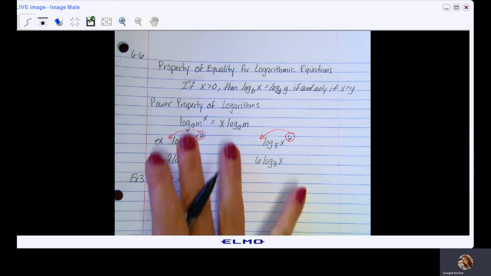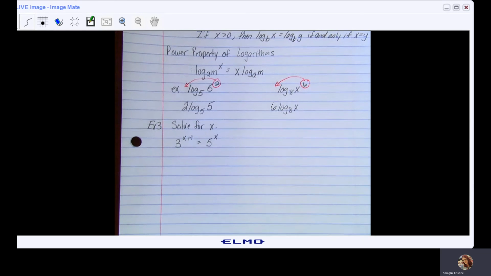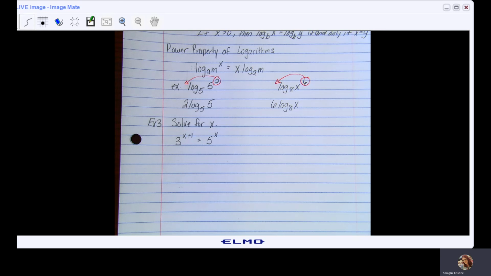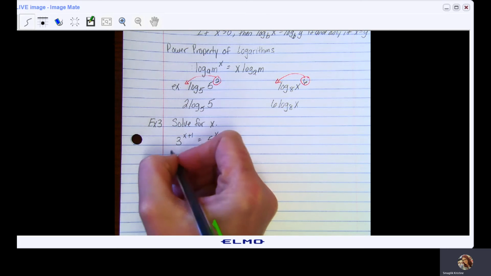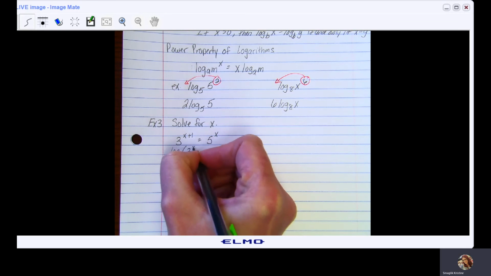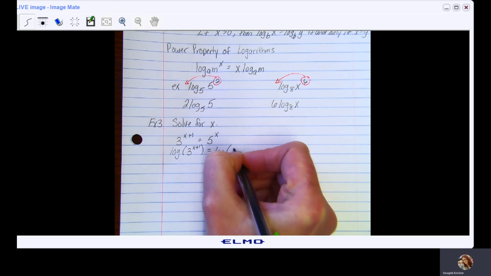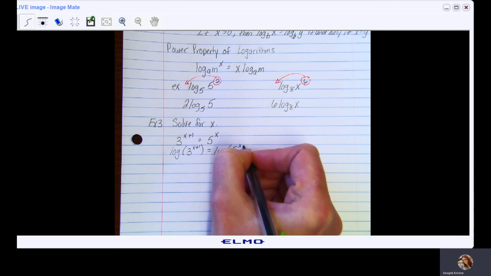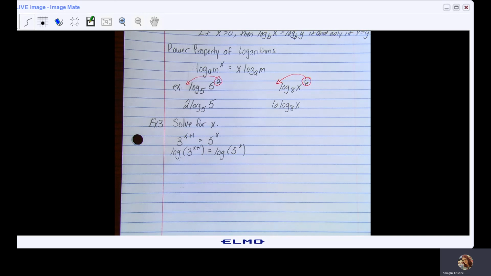Now let's go ahead and take our properties and apply them here. We're going to solve for x. So the first thing I'm going to do is apply my property of equality for logarithmic equations. And what I'm going to do is just log both sides. So log, I'm going to put this in parentheses because now this whole thing is my argument, equals log of 5 raised to the x. Notice I don't have a b value. It's because it's the common log. My base is 10.